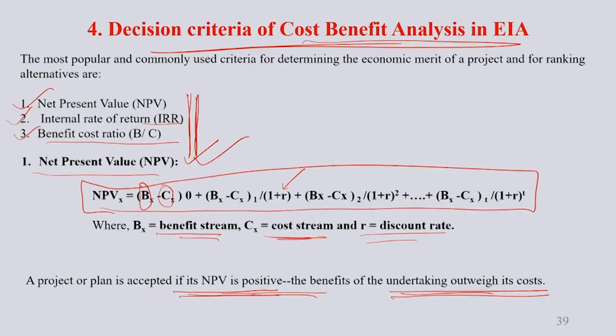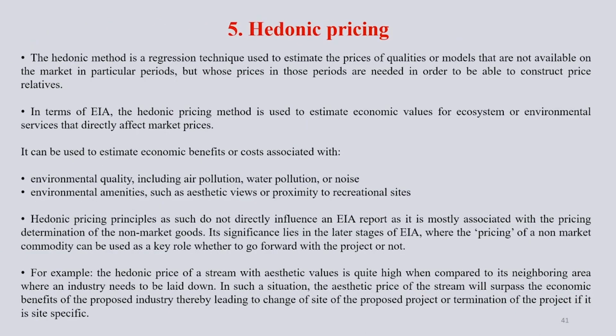Okay. Now, next we go to the 5th method of EIA. All right. So, this was our fourth method, CBA. Now, we will talk about the fifth method of EIA, that is hedonic pricing. What is hedonic pricing? The hedonic method is a regression technique, okay? It is a regression technique which is used to estimate the prices of qualities or models that are not available in the market in a particular period, but whose prices in those periods are needed in order to be able to construct the price relatives.